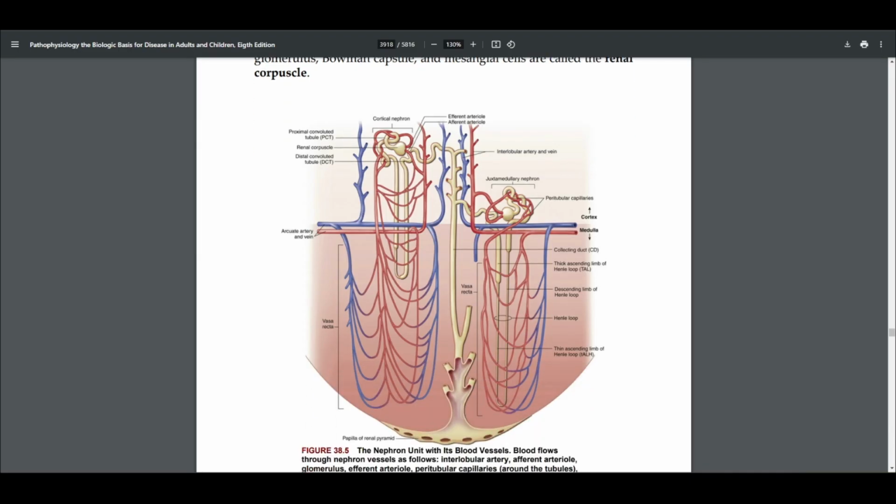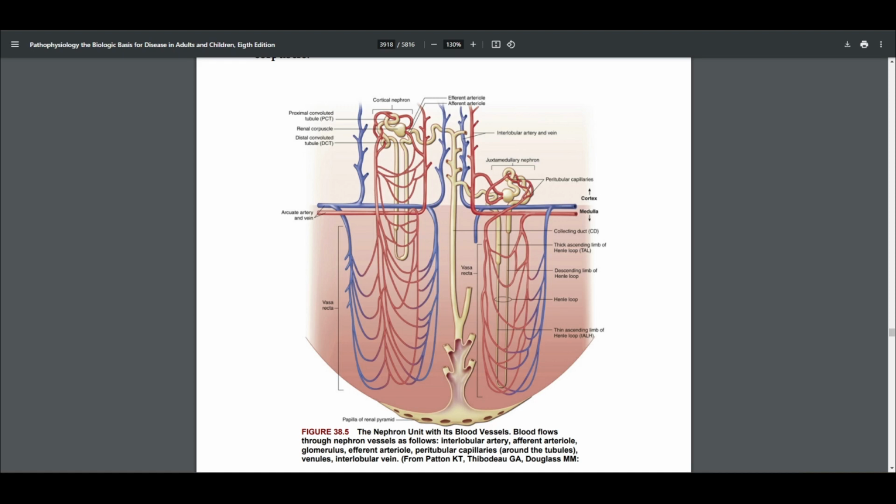So here we're taking a look at the nephron unit with its blood vessels. Blood flows through nephron vessels as follows: the interlobular artery, afferent arteriole, glomerulus, the efferent arteriole, the peritubular capillaries, the venules, the interlobar vein.